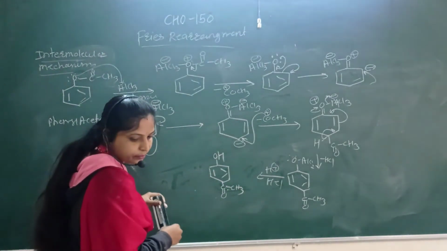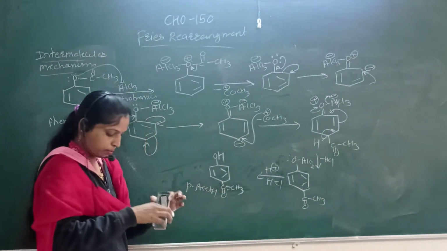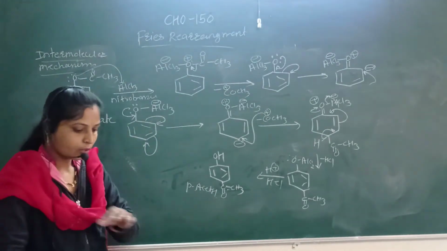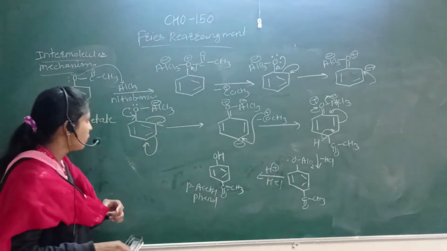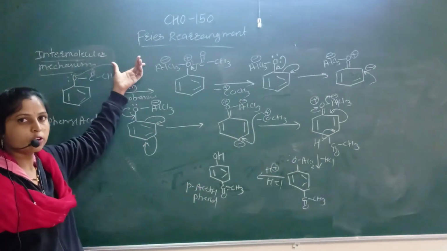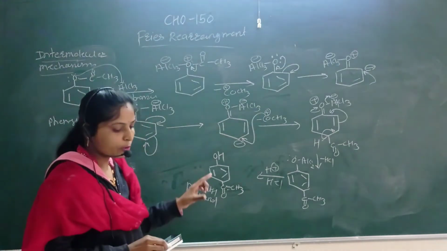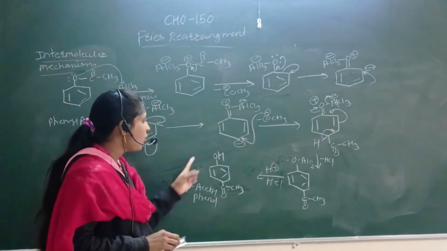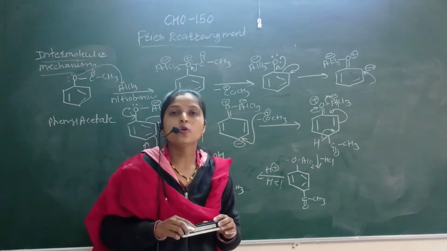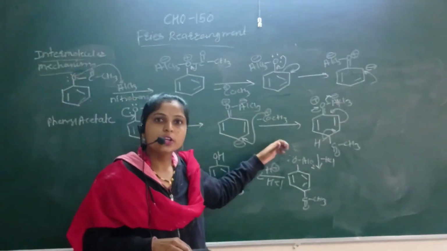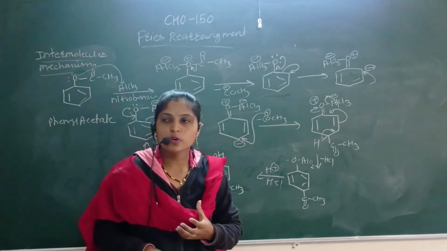So para acetyl phenol is your major product in the condition of intermolecular hydrogen bonding. In intermolecular hydrogen bonding the temperature condition is low, so the para product will be obtained. So we have to consider the low temperature condition and the high temperature condition. We need the low temperature condition. Why? Because in the low condition intermolecular hydrogen bonding will be possible.